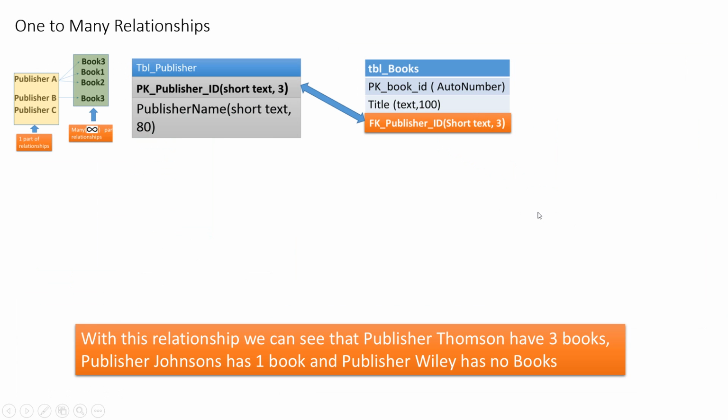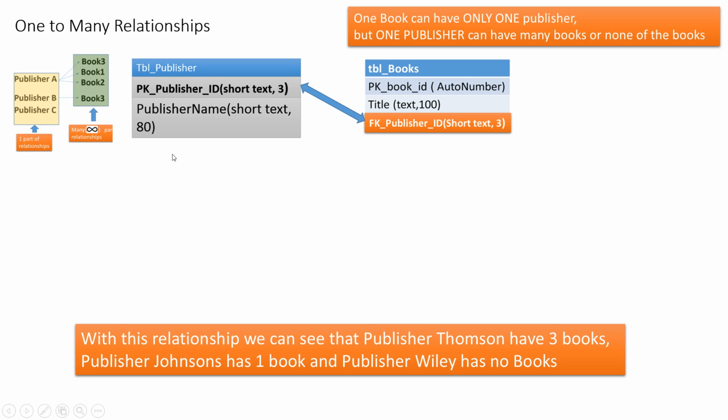Let's look at it. So this is what we learned now, right? So one publisher can have many books. It's also many, one, or none, right? So it has more than one book. For example, publisher C does not have any book. Publisher B has only book 3, and publisher A has 3 books, right?